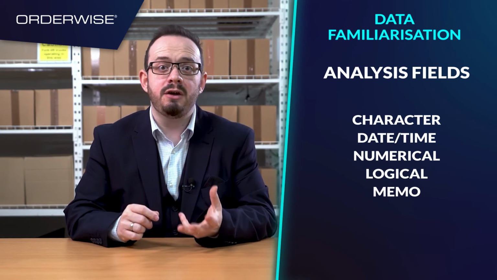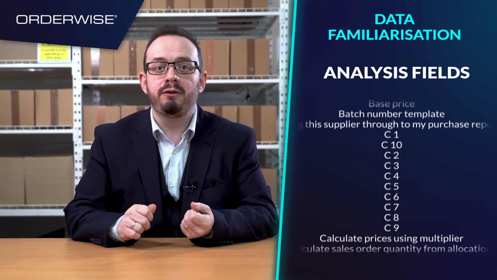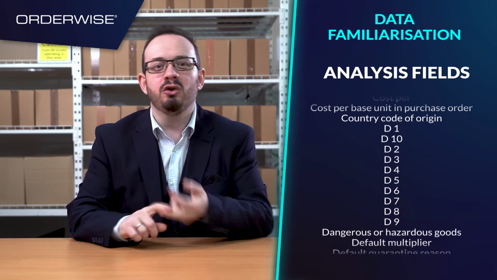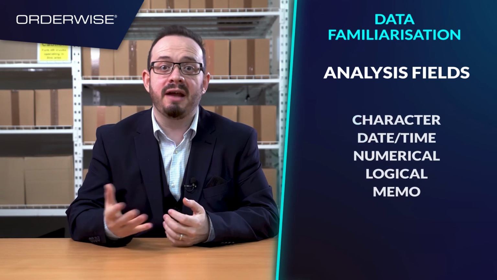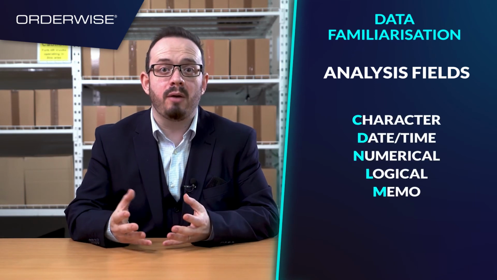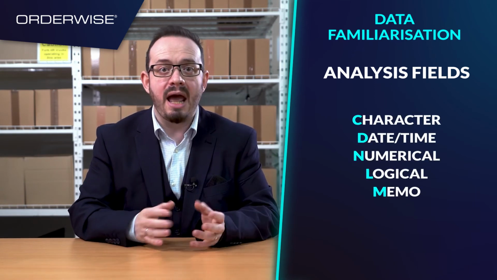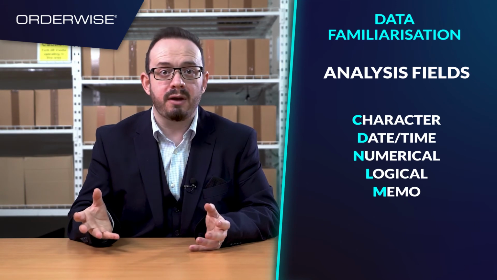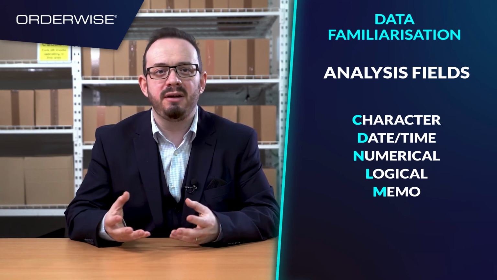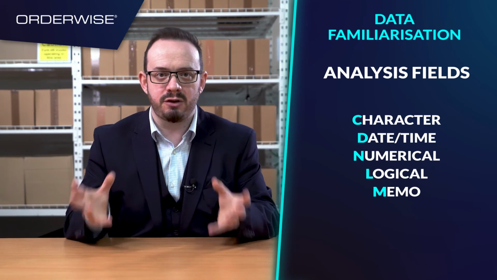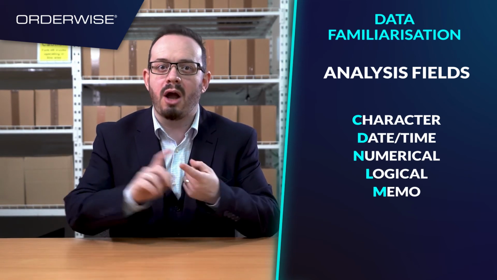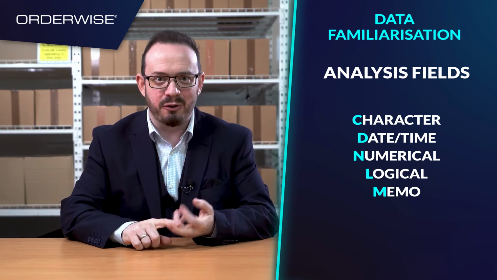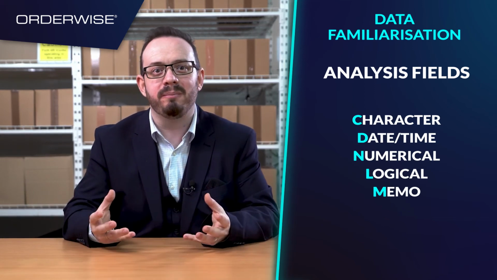This is why, in addition to available fields, you will have seen M1, C2, and D6, for example. These represent the different types of analysis fields and show that you can have up to 10 of each type of field anywhere that you can use them. So this gives you a total of 50 additional fields in every section of OrderWise that can accommodate them. So 50 additional fields against your customer records and supplier records and your stock records, and so on.